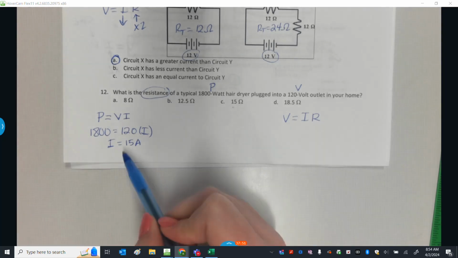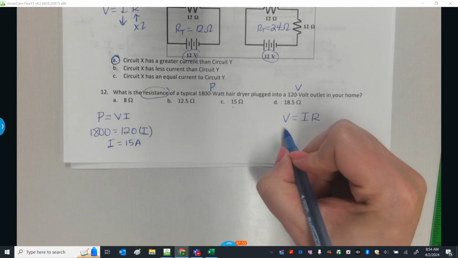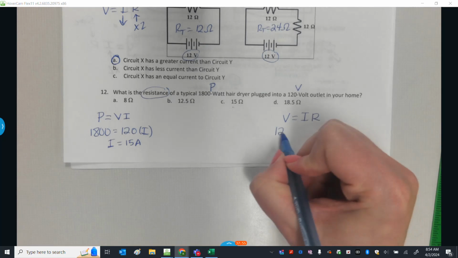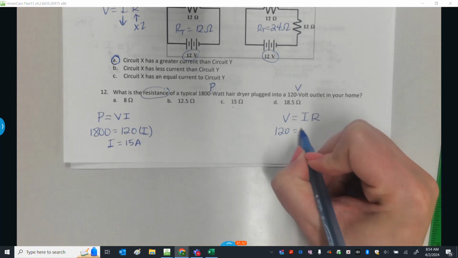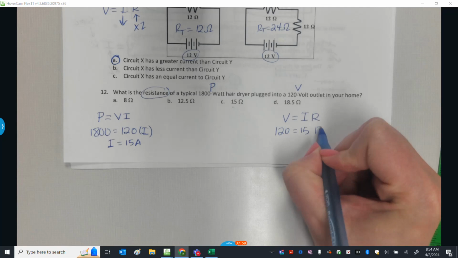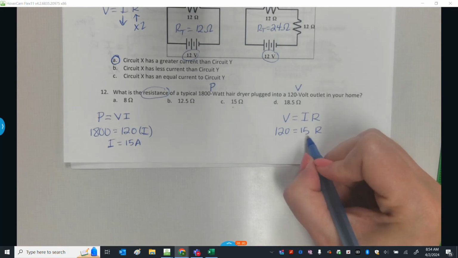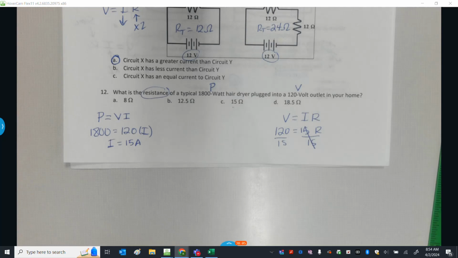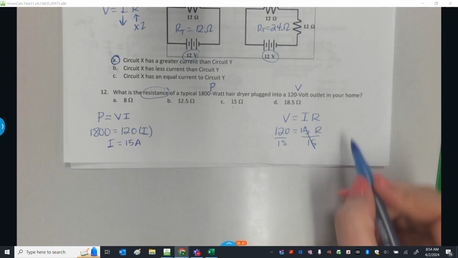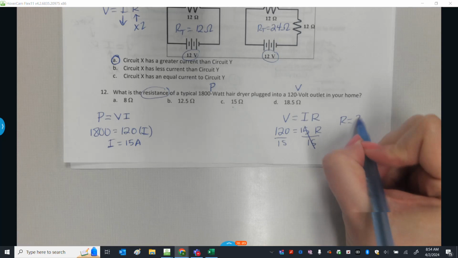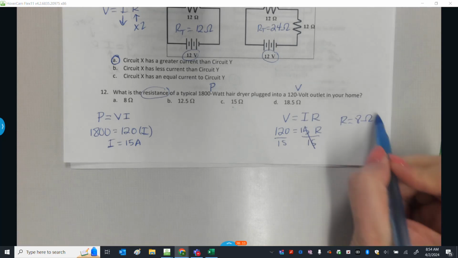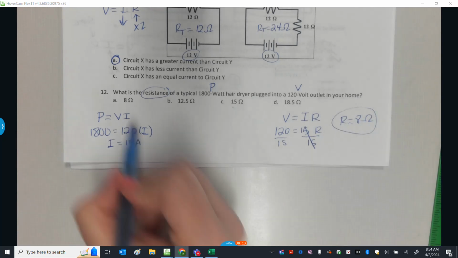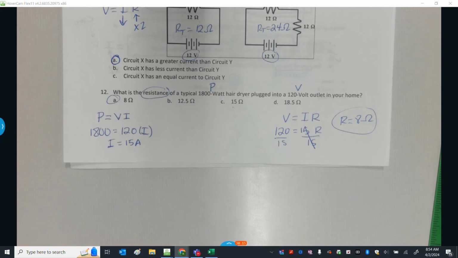Okay, so we're going to take this number, we're going to use it over here. I still have the same voltage, 120. My current is 15, and I'm looking for R. I'm going to divide both sides by 15, and then 120 divided by 15 is 8, which is answer choice A for number 12. Again, like I said, 85% of you got this one right. Questions about number 12?